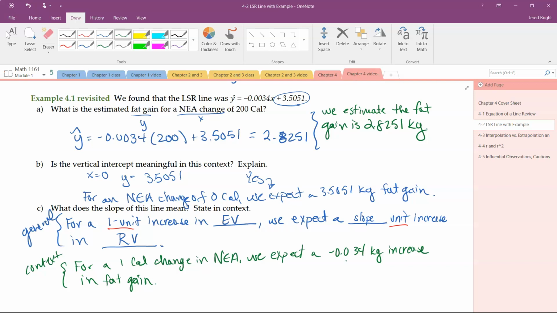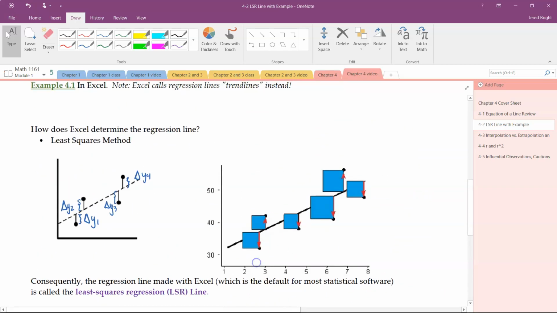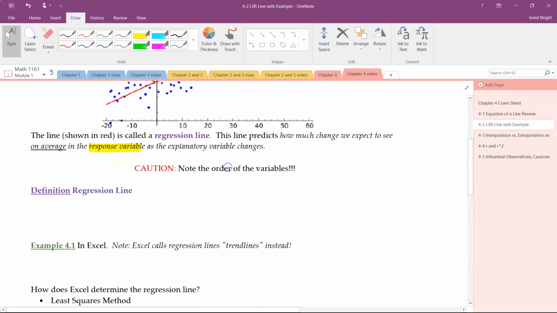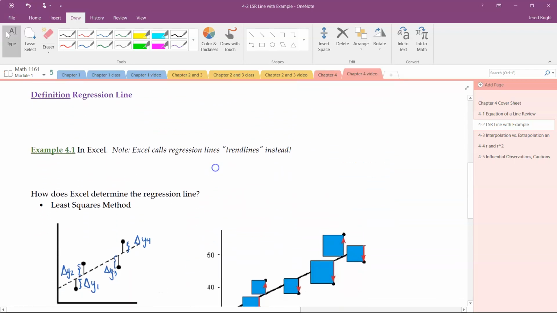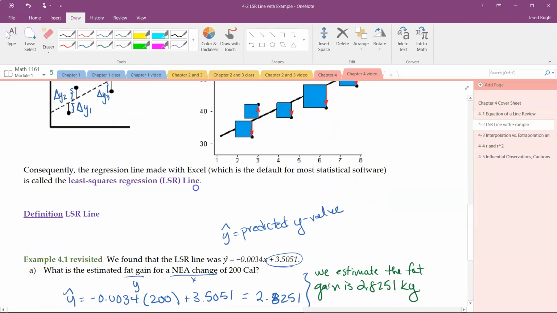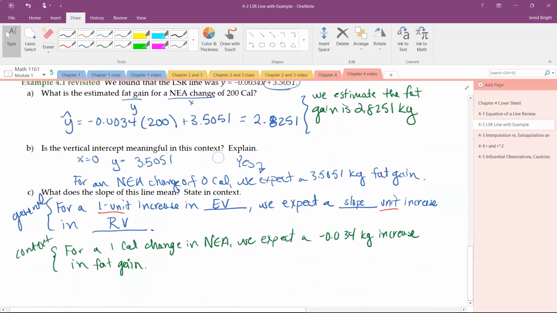All right, so big ideas here. Regression line, you can use Excel for all the calculations. We've actually hidden all the calculations from you. And there's that idea of least squares regression line, and make sure you know how to use it.